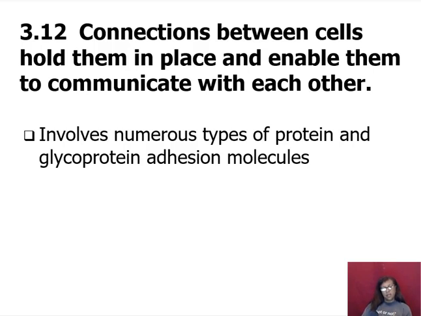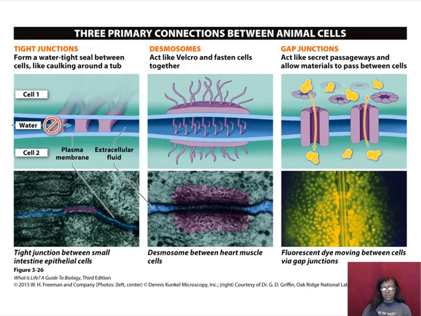So communication is important between cells. So let's look at the three primary connections that we can have between animal cells. We are considered animals, and so these are the type of connections that our cells have. Number one, there's a type of connection between two cells called the tight junction, and this forms a watertight seal between two cells. It's kind of like caulking around a tub, right? Between those two cells, it's watertight. Nothing is getting between there, not even water.